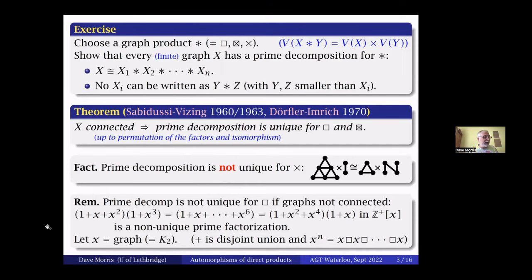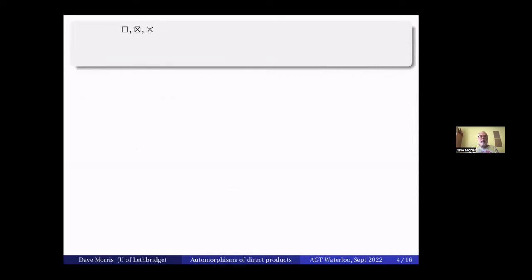So I'll generally assume today that graphs are connected. But we don't have, unfortunately, a unique prime factorization for the direct product. Okay, so let me get back to what I'm talking about. I want to talk about automorphisms of products.